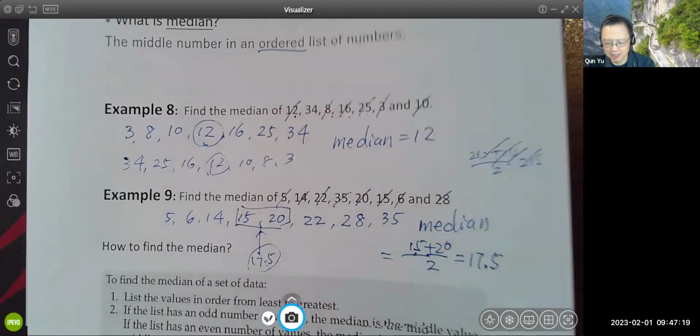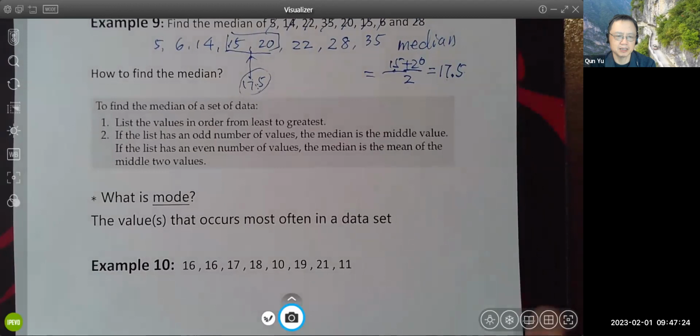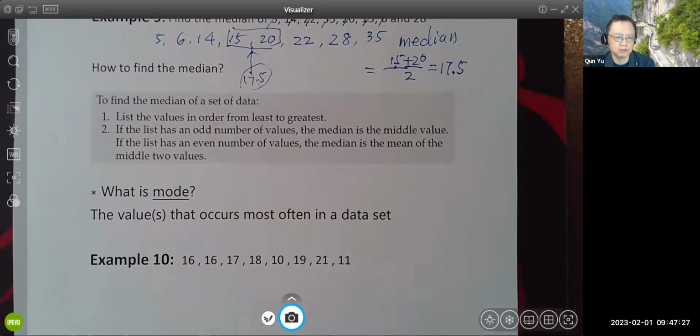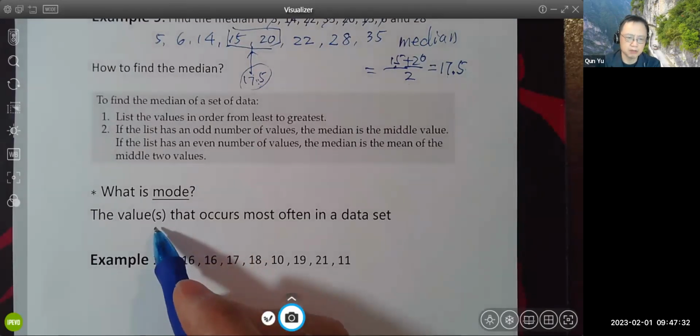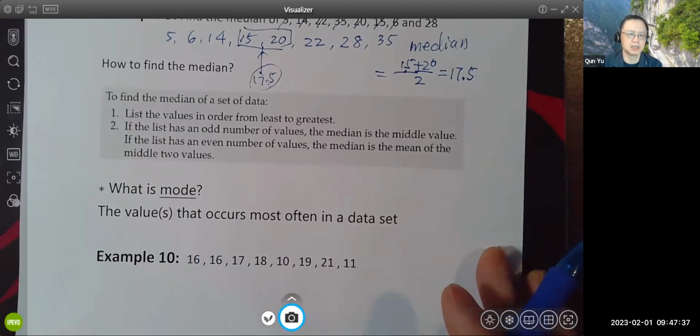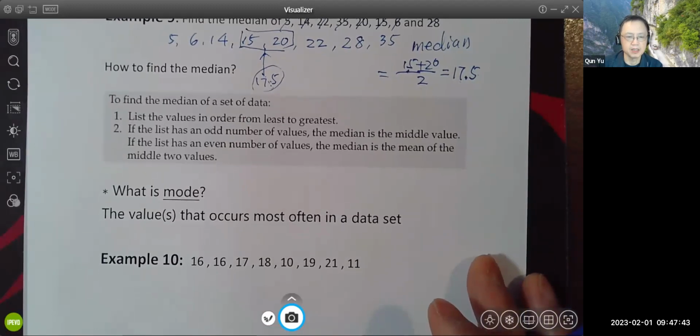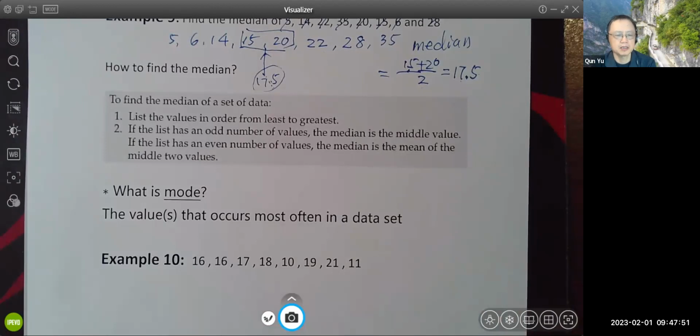The last one we have here is called the mode of a given list of numbers, given data set. So what is the mode? Mode is the value or values, which means you could have more than one mode in a given data set, even though in this video we only do data sets that have only one mode. So the value or values that occur most often in a data set. In other words, we just look at which one is the most popular in a given data set.